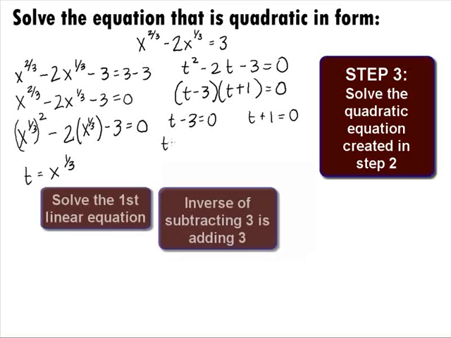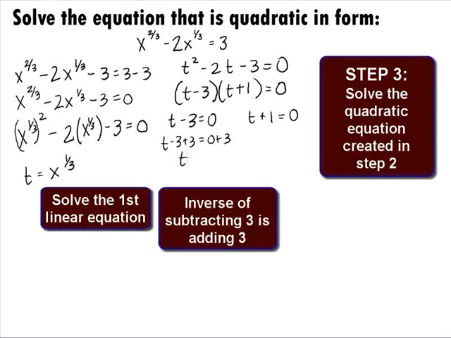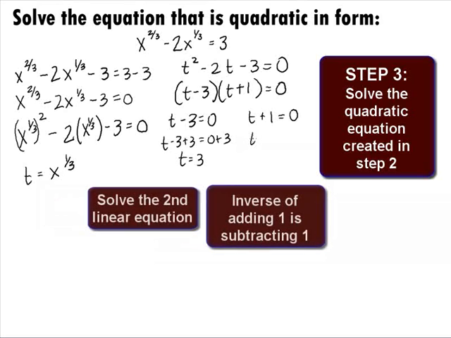In the first equation, we need to do the inverse operation and add 3 to both sides, which will give us t minus 3 plus 3 equals 0 plus 3, which will simplify to be t equals 3. In the second equation, we need to do the inverse operation and subtract 1 from both sides, which gives us t plus 1 minus 1 equals 0 minus 1, which will simplify to be t equals negative 1.